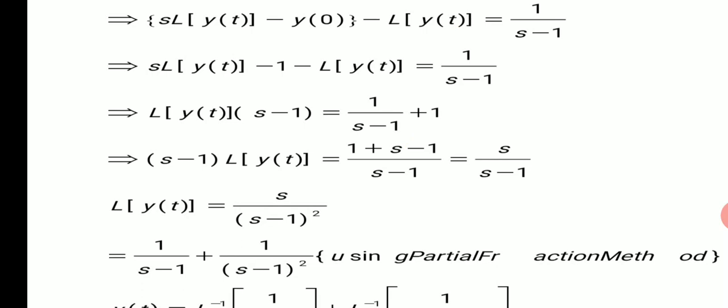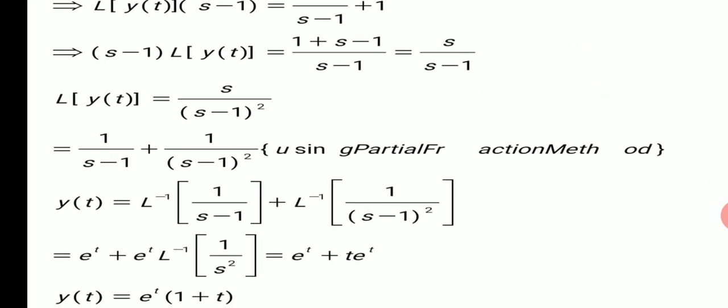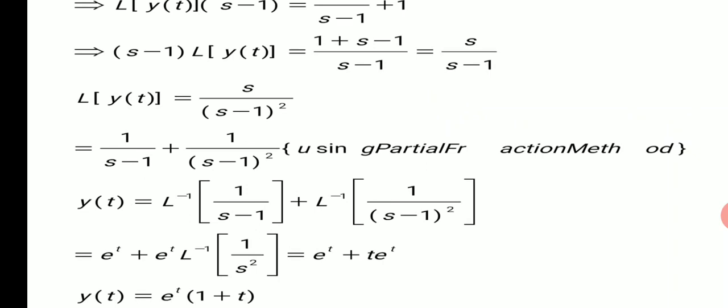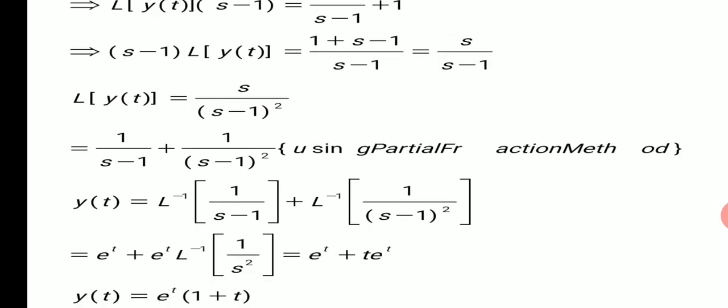Therefore L of y of t is equal to, s minus 1 is on the left hand side as a multiplication, then move it to the right hand side as division, and we get the answer, L of y of t is equal to s divided by s minus 1 the whole square. Okay, what is the aim of our differential equation? We have to find the value of y.